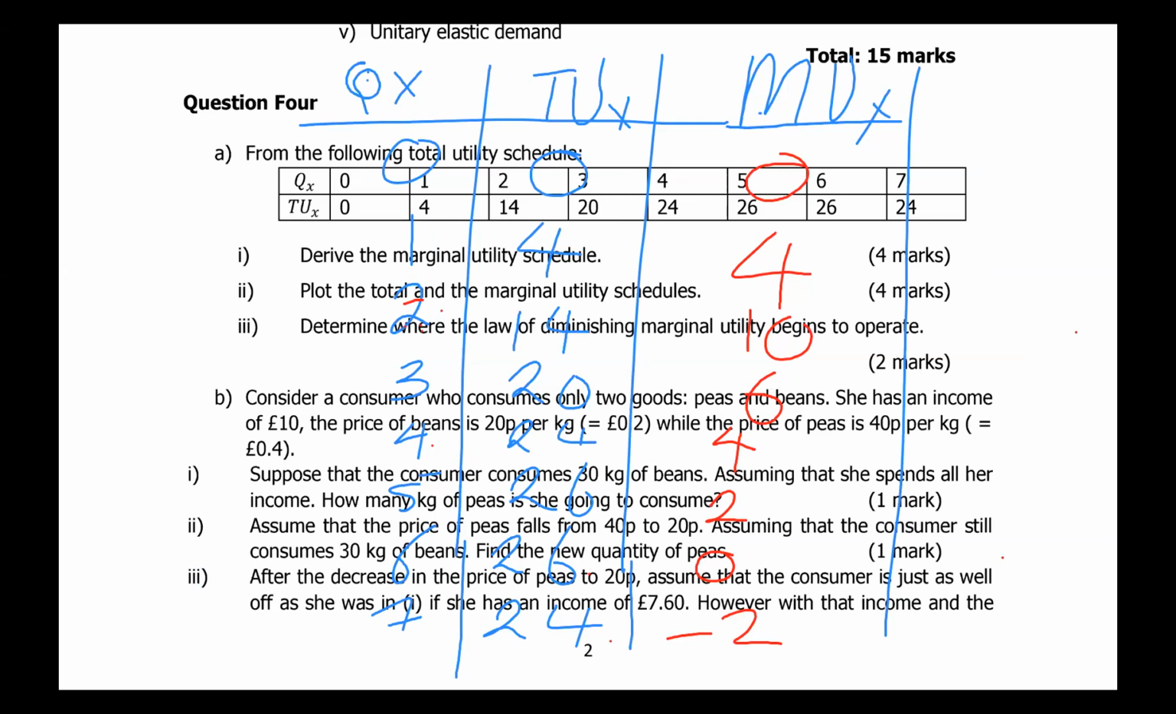Now, here is the other thing. I want to show you something else, again different. Imagine that you don't have total utility. Let's erase total utility and we're given marginal utility. Let's imagine that in your exam, they have decided to give you marginal utility instead of total utility. Then they want you to find the total utility schedule.